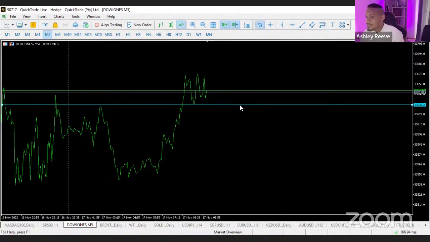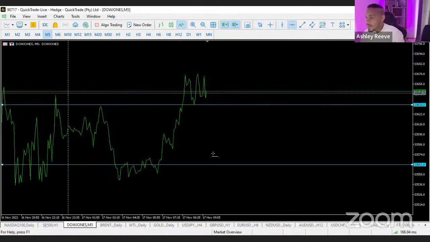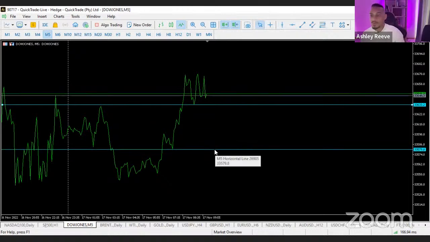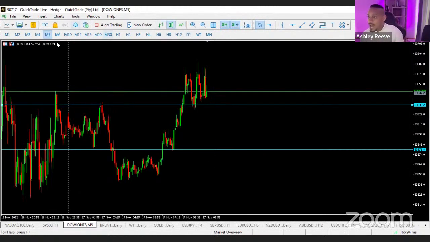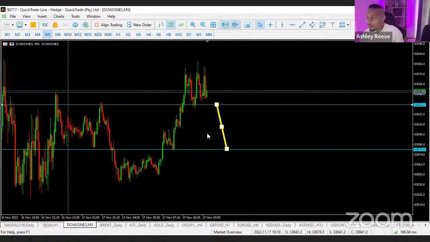The moment it breaks that support, I'm going to shy down to the support. Who has been there before? The moment it breaks that support, I'm just waiting for a 5-minute candle. Shy down to this area here, right down to this area here.